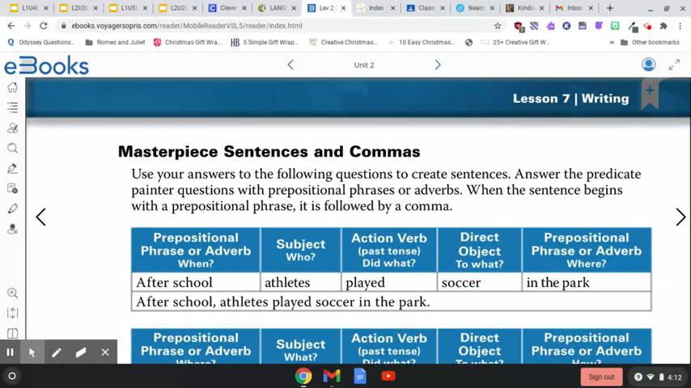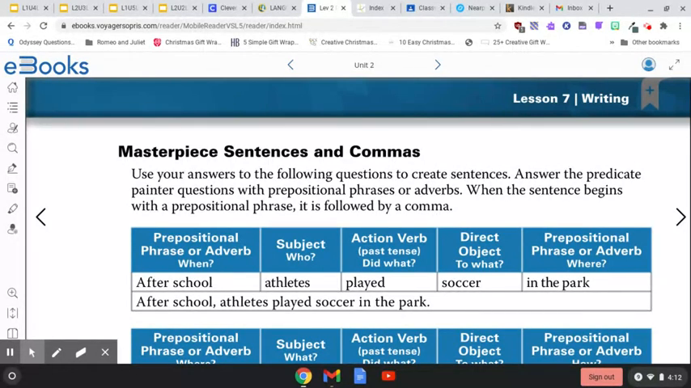Now turn in your student books to page 63. Let's look at the sample sentence. But before we do, let's read our directions. Use your answers to the following questions to create sentences. Answer the predicate painter questions with prepositional phrases or adverbs. When the sentence begins with a prepositional phrase, it is followed by a comma.